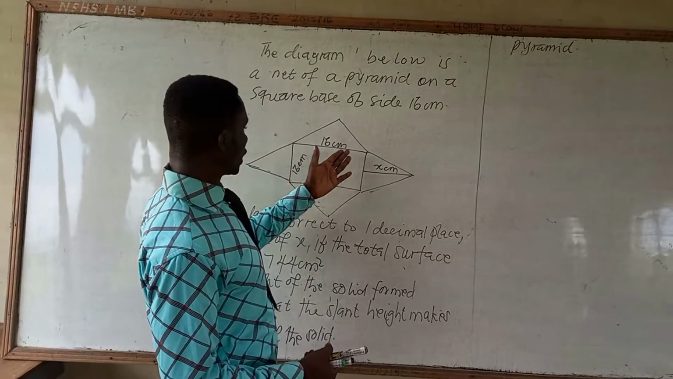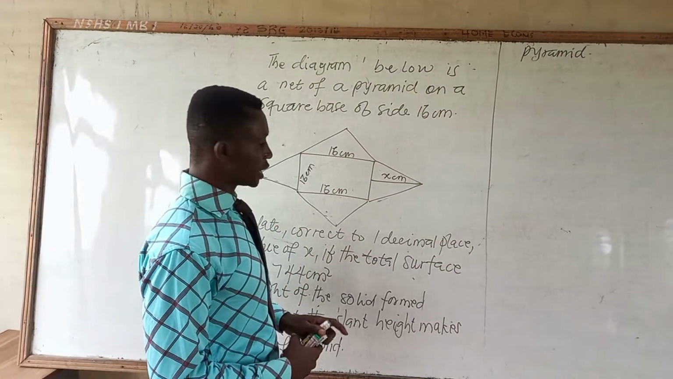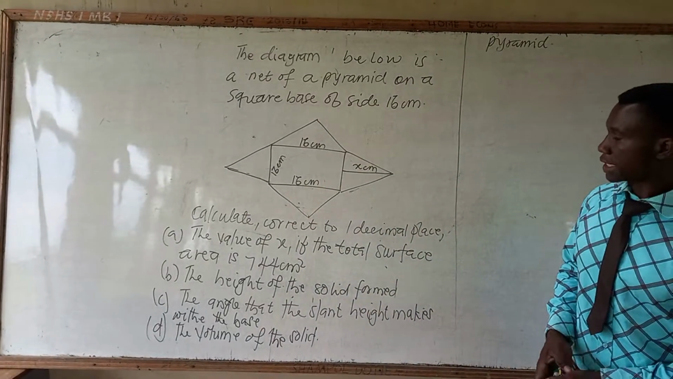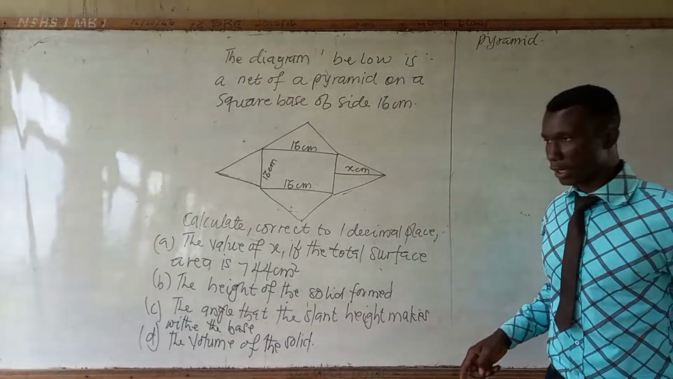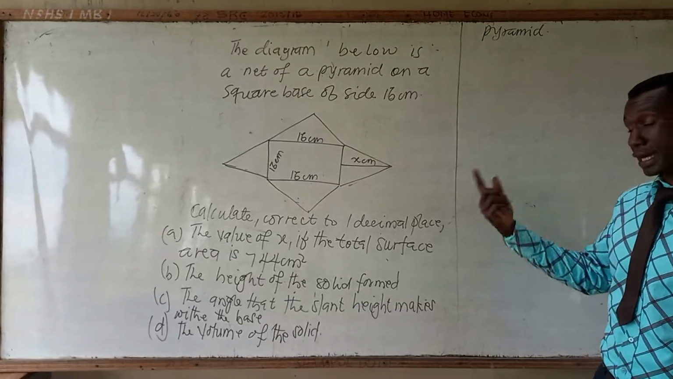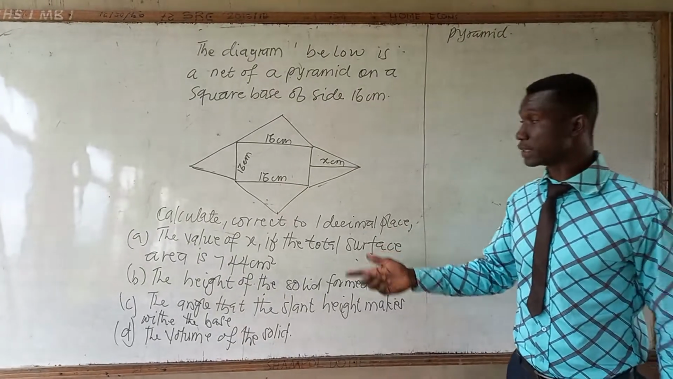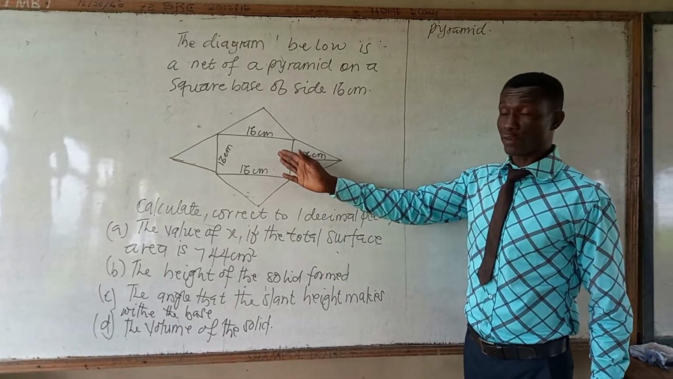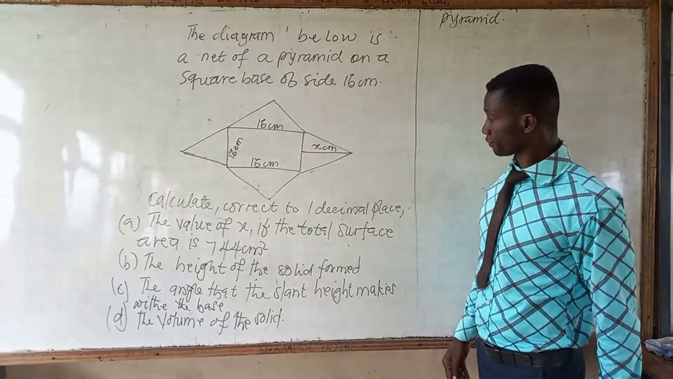To start with, you look at the type of pyramid that has been given to you. This type of pyramid is called a square pyramid. It is a square pyramid because the base is a square. The base will tell you the type of pyramid it is. If the base is a rectangle, then it is a rectangular pyramid. If the base is a triangle, then it becomes a triangular pyramid. In this case, the base is a square. So we have a square pyramid to solve.